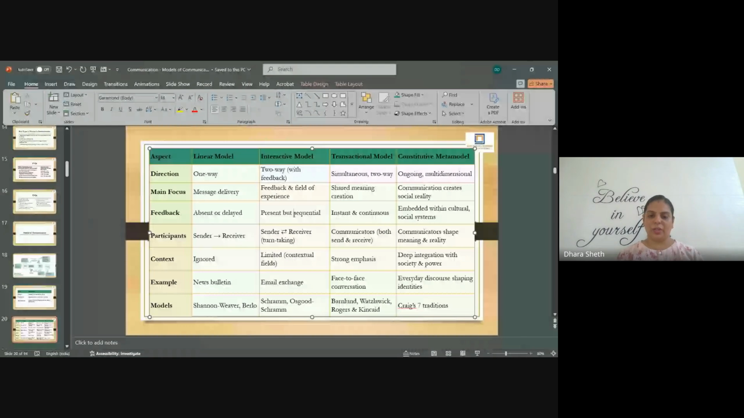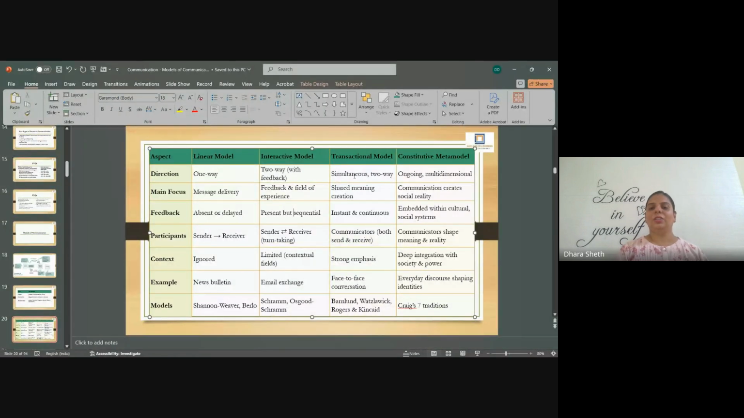It is a one-way communication. Okay, sorry. At the time, only one side communication can happen, but it can happen on both sides. But at one single moment, only one side is communicating, either the sender side or the receiver side. But the channel is open on both sides. There's possibility of getting feedback, although sequential, turn by turn. Schramm and Osgood-Schramm advanced model are examples of it.